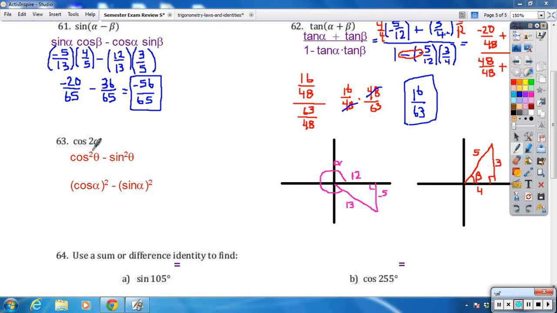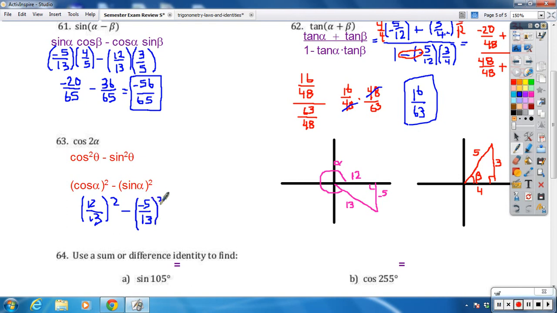Anytime I'm squaring cosine or sine, it's the same as if I put the square outside of my parentheses. So I could say cosine alpha in parentheses squared minus sine alpha in parentheses squared. Now that I've rewritten it, it's going to make it a little bit easier to plug stuff in. I'm only using the alpha triangle. So cosine alpha is going to be 12 over 13. And sine alpha is going to be negative 5 over 13, because it's y over r.